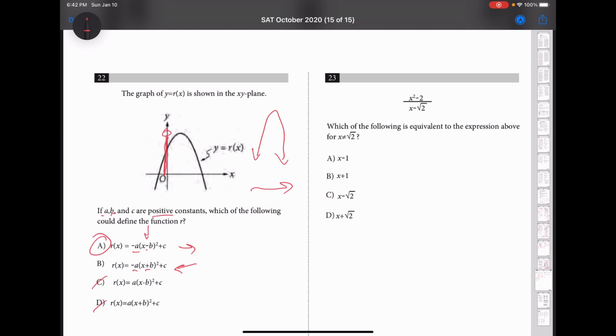Number 23. x squared minus 2 over x minus radical 2. Which of the following is equivalent to the expression above for x not equal to radical 2?